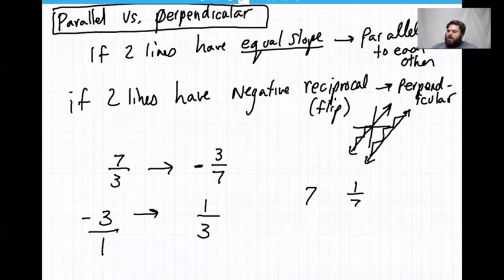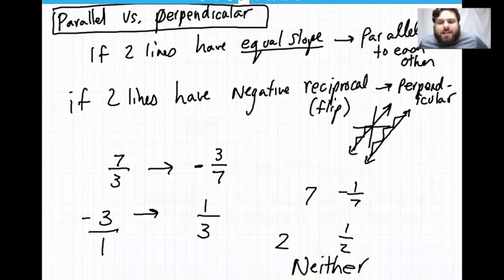So one positive, one negative. Now, let's just say you have one that's 2 and one that's 1/2. Are they parallel or perpendicular to each other? Well, they're not parallel because they're not equal. And are they perpendicular? No. One is 1/2 and one is 2. They're not negative reciprocals. This is called the neither case.